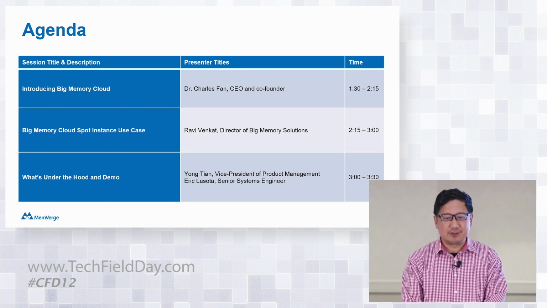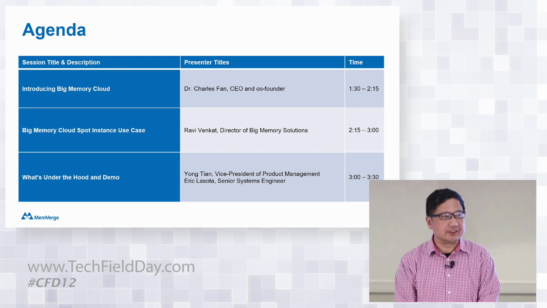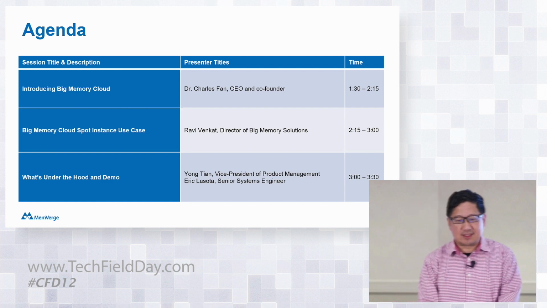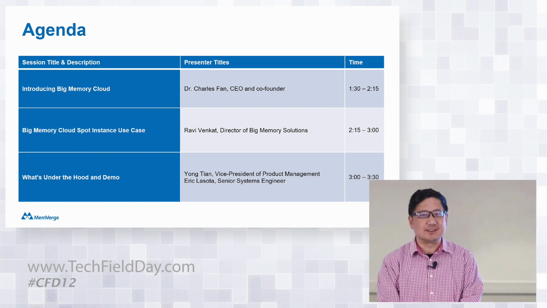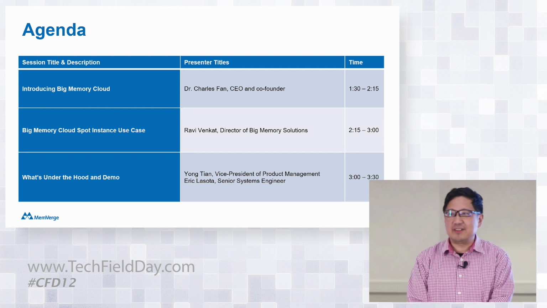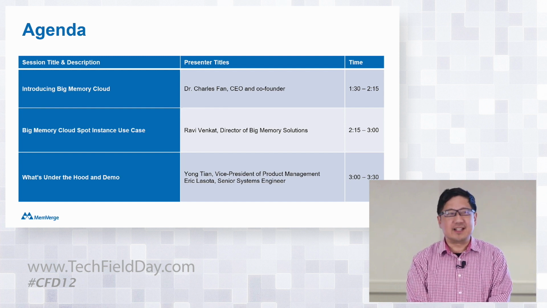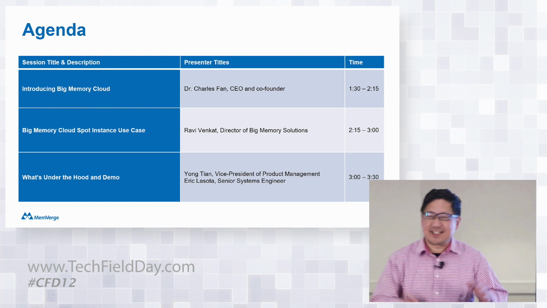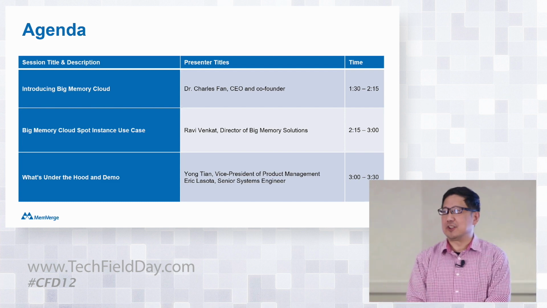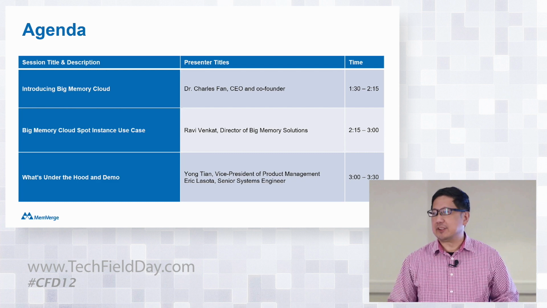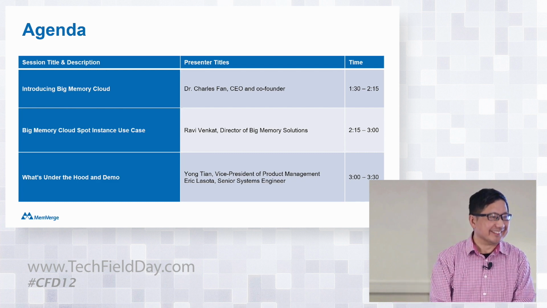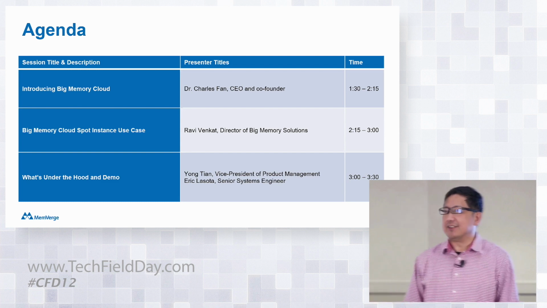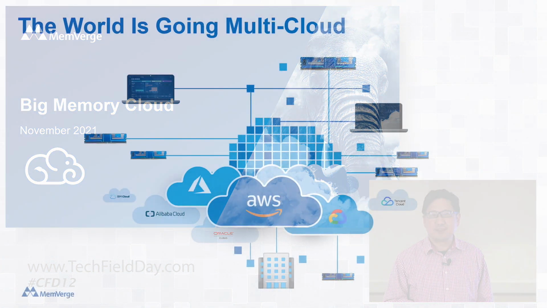And after my session, Ravi, our director of product solutions, will introduce one particular use case: how to better use cloud spot instances to reduce the cloud cost. And after Ravi, Yang, our VP of product, and Eric, our system engineer, are going to go under the hood of our technology to show how it works and what all the future possibilities are. And Eric will also share a demo to see this technology at work. So that's the agenda for the next couple of hours, but I'll be the one to start and give an introduction on the big memory cloud.